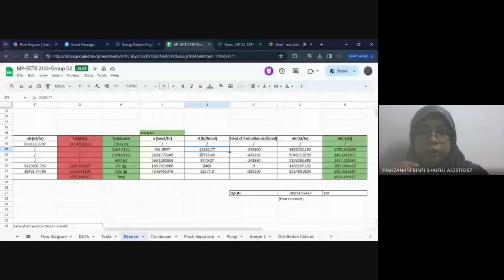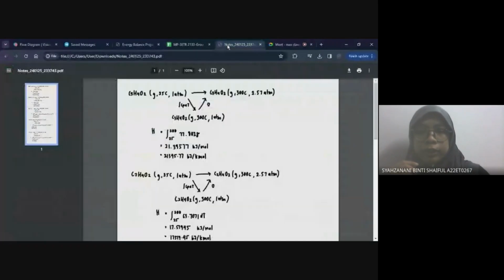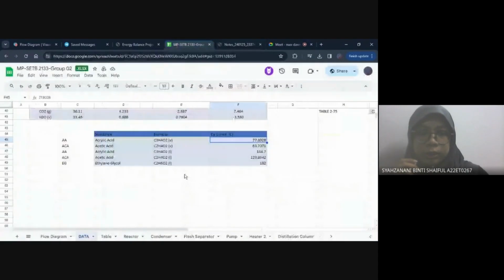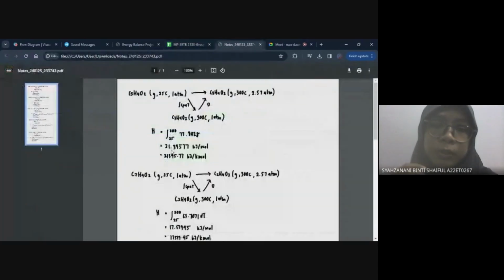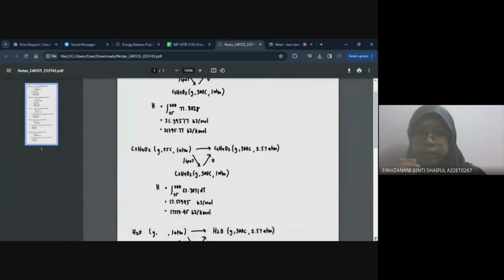For the reactor, we have to calculate the enthalpy. For this calculation, just use the sensible heat formula. For the temperature, we use the reference state, which is 25 degrees Celsius, until 300 degrees Celsius. For the acrylic acid, the CPDT we can get from the data. Putting it in the formula, we get 21.39577 kJ per mole.